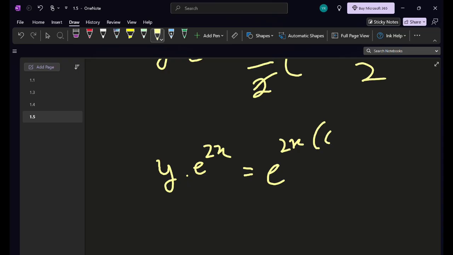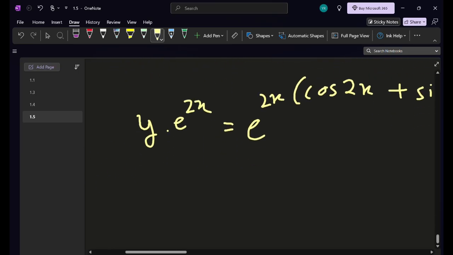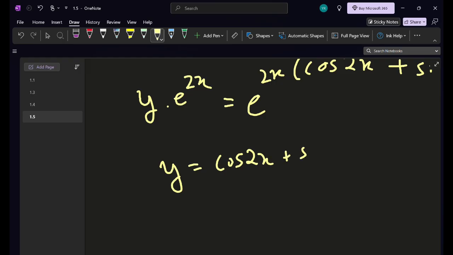2x cos 2x plus sine 2x. And if we take ln both sides, if we take log on both sides, we get y is equal to cos 2x plus sine 2x plus c.